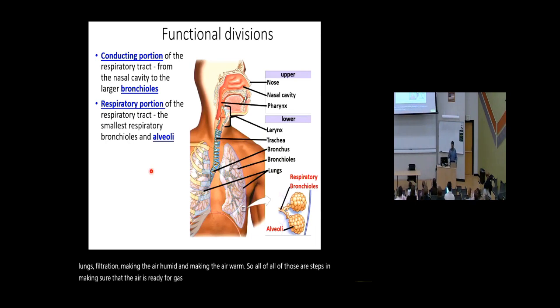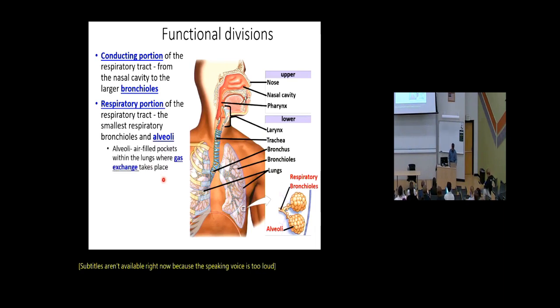Now the significance of these three things besides filtration may not be very apparent, but we will talk about it in more detail. So we see that the gas exchange is going to take place in the respiratory portion, and that's possible because the air has been prepared as it moves through the conduction portion.